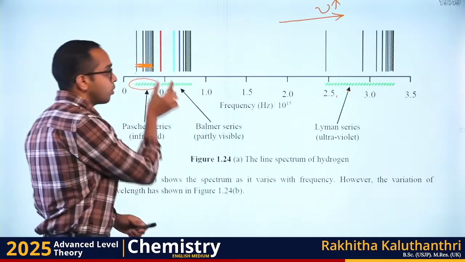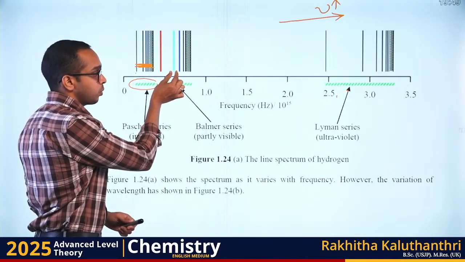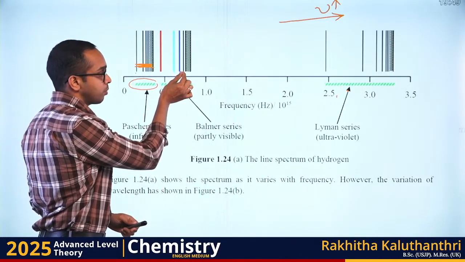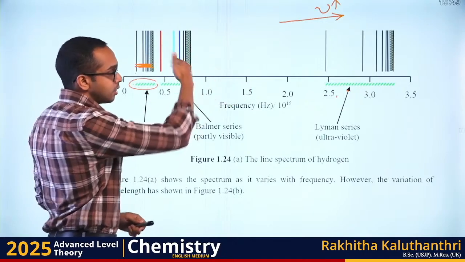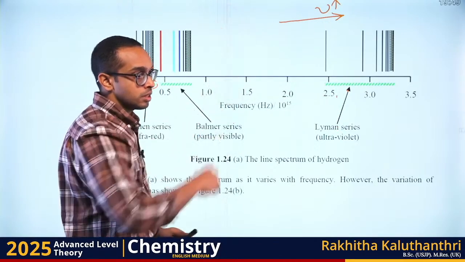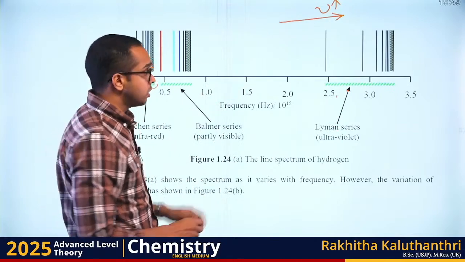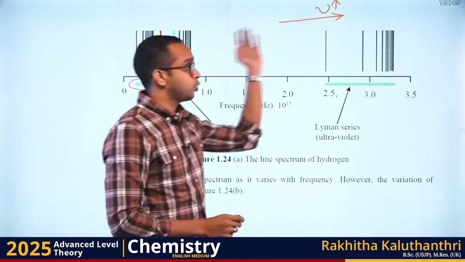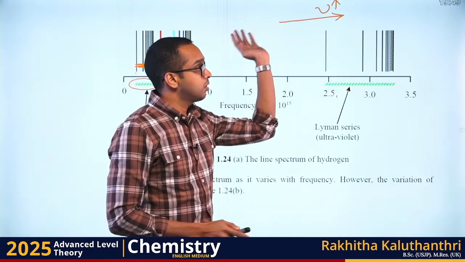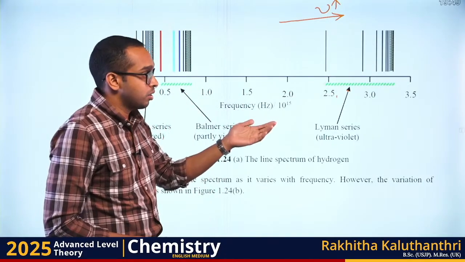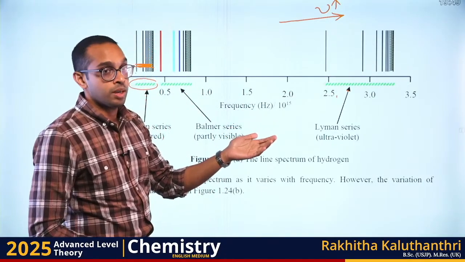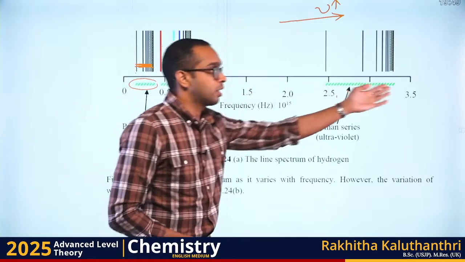You can see Balmer also, we have a larger gap here, then a smaller gap, again another smaller gap than the previous one. So gaps between lines are decreasing towards the side where the frequency is increasing. So according to this particular diagram, to which side the frequency is increasing, we can say frequency is increasing to the right hand side.